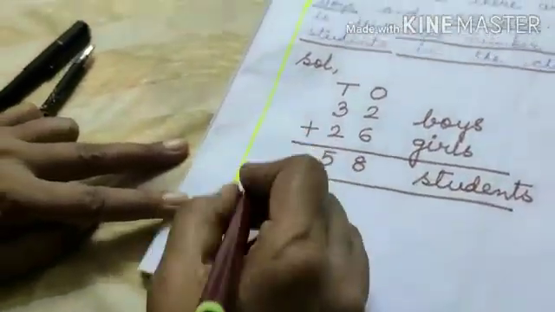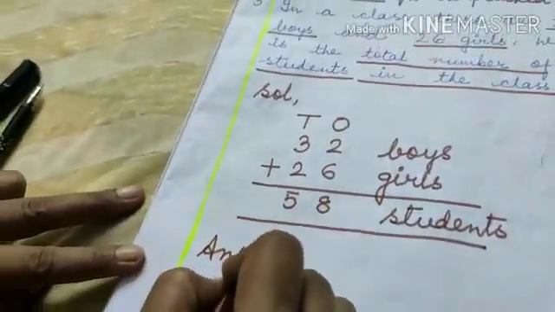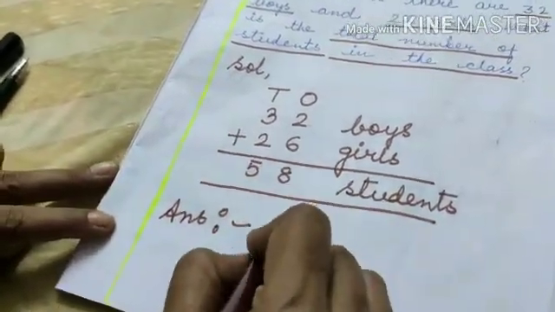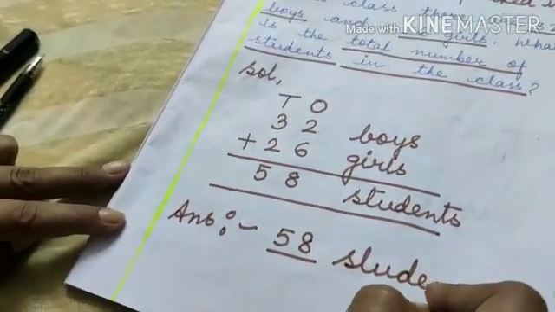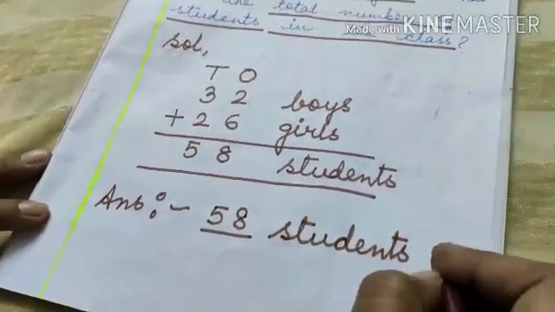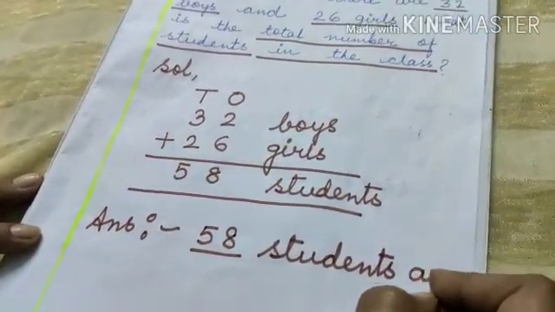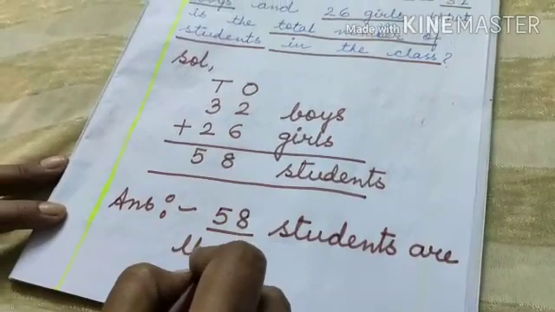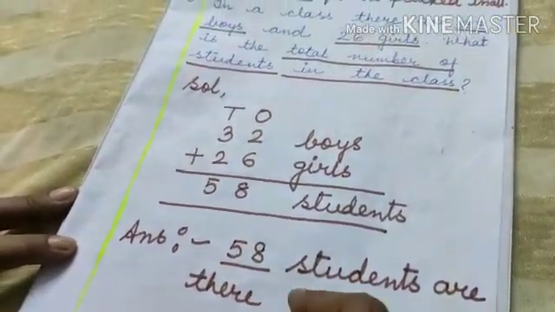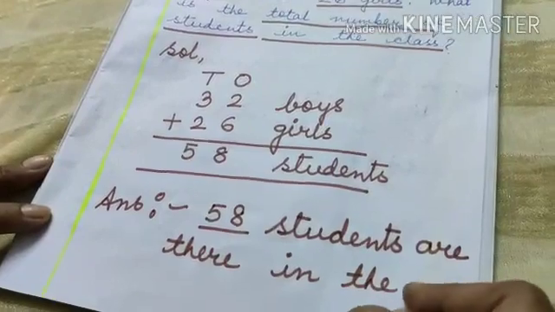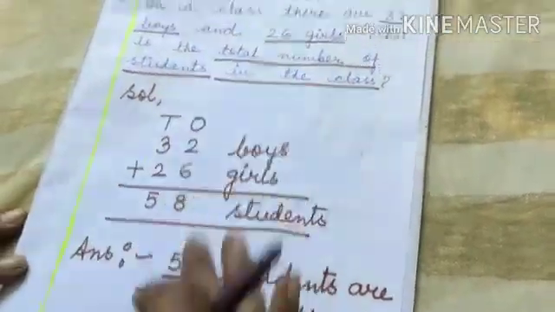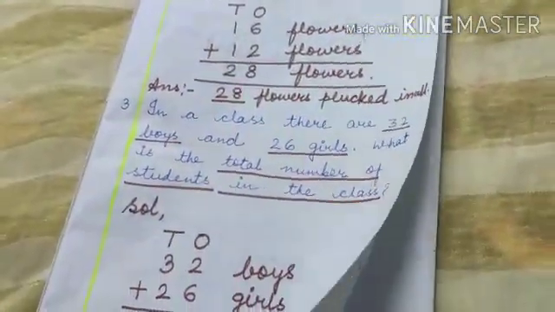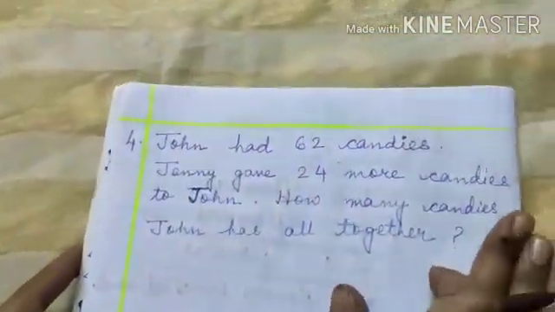Then the next step is answer. You have to write it. Answer is 58 students are there in the class. Okay. So, like this you will find out and write it. Let us go to the next sum.